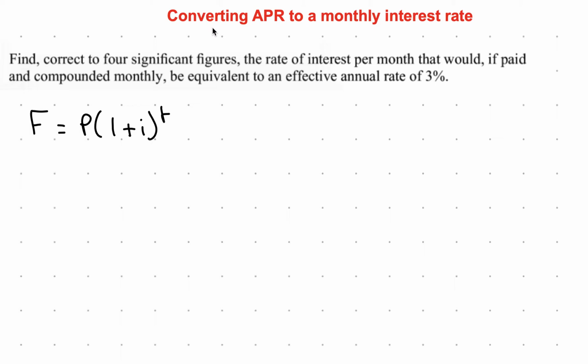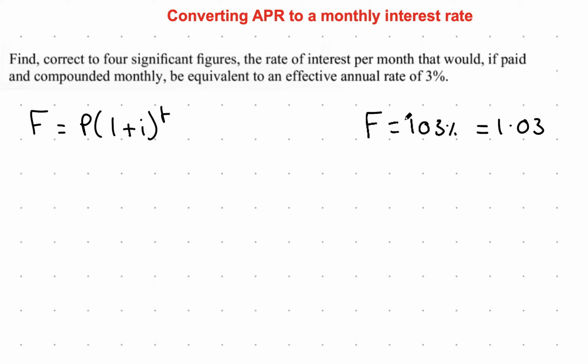And because it's compounded, we're going to use the compound interest formula here. So I've got F is equal to that. I'm going to need to identify my F, P, I, and T. F is what we want out at the end. And if we are doing this to get an annual rate of 3%, that means that at the end I want to have out 103% of what I put in, or I could say 1.03 of what I put in.